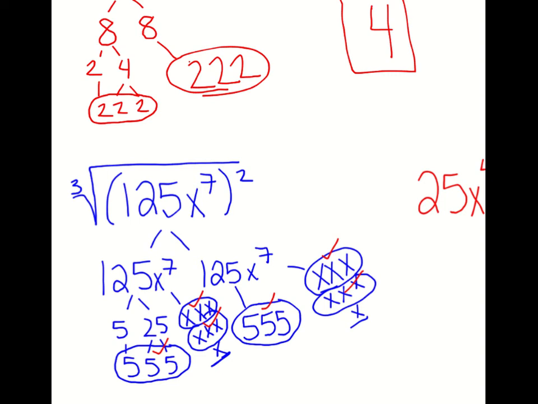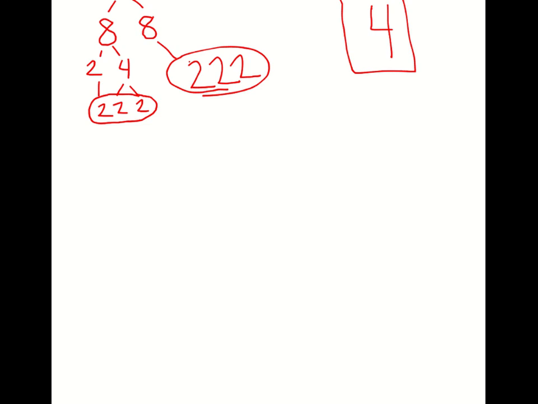And x times x would be x to the 2nd power. Remember, we're multiplying what's left, not adding it. So this would simplify to 25x to the 4th, the cube root of x squared.